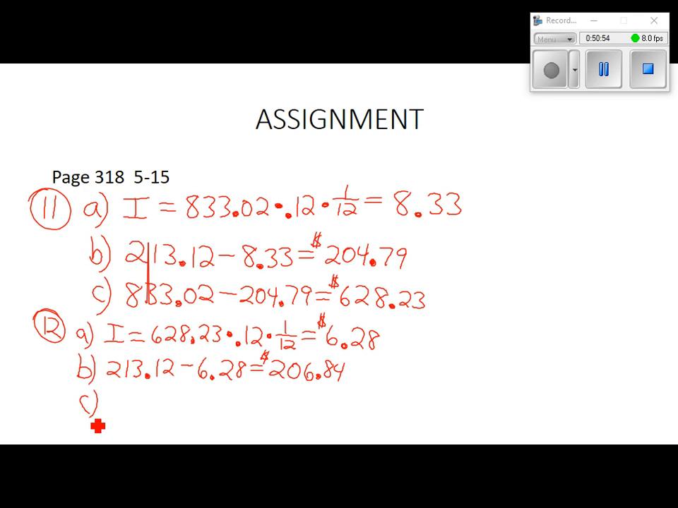You take 628.23, subtract 206.84, and you get 421.39. What's $421.39? The amount left on the loan. The amount that we still owe, the amount left on the loan.